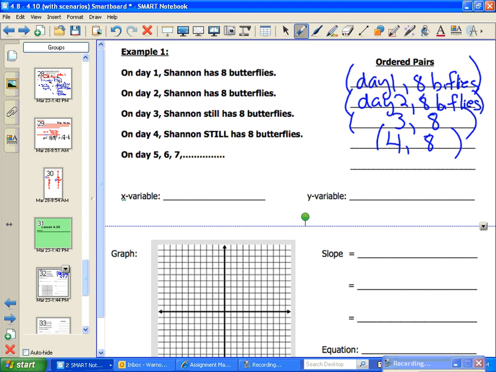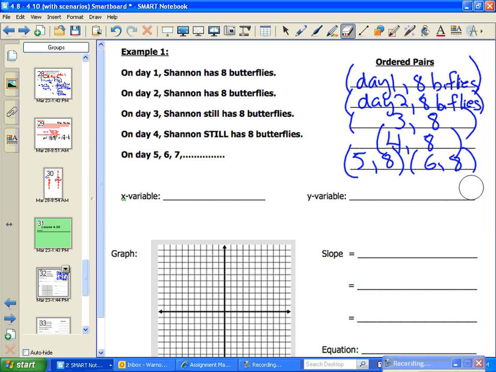Okay, and I think you guys get the point. On day 5, 6, and 7, how many butterflies does she have, Molly? Well, for right now, I think they're all going to stay alive. I think these are not normal butterflies. Okay, so write down your ordered pairs. 5, 8, 6, 8, 7, 8, and so on.